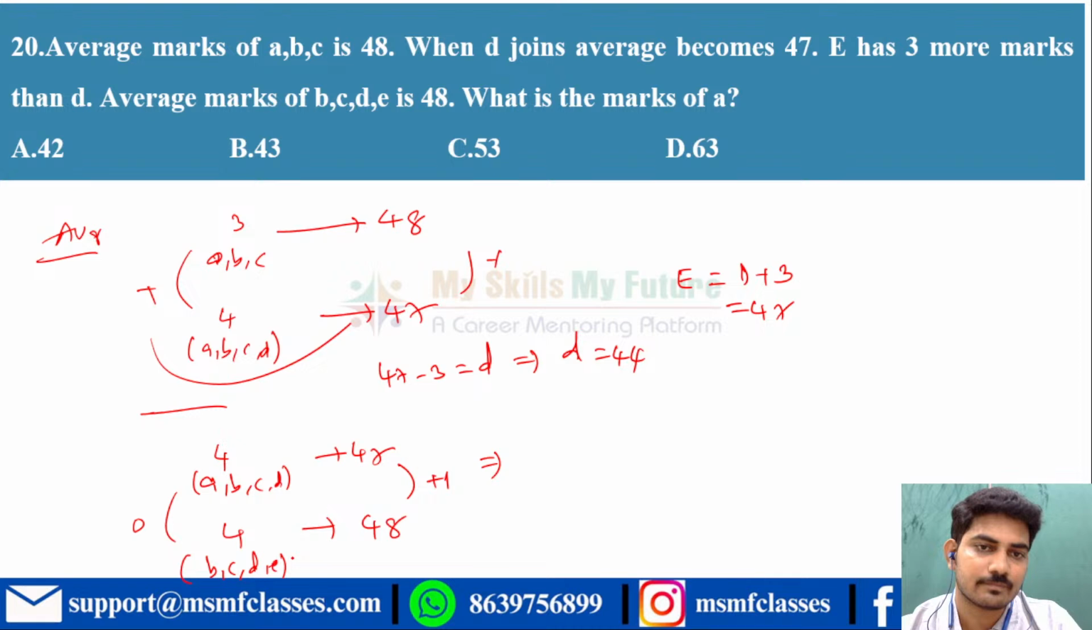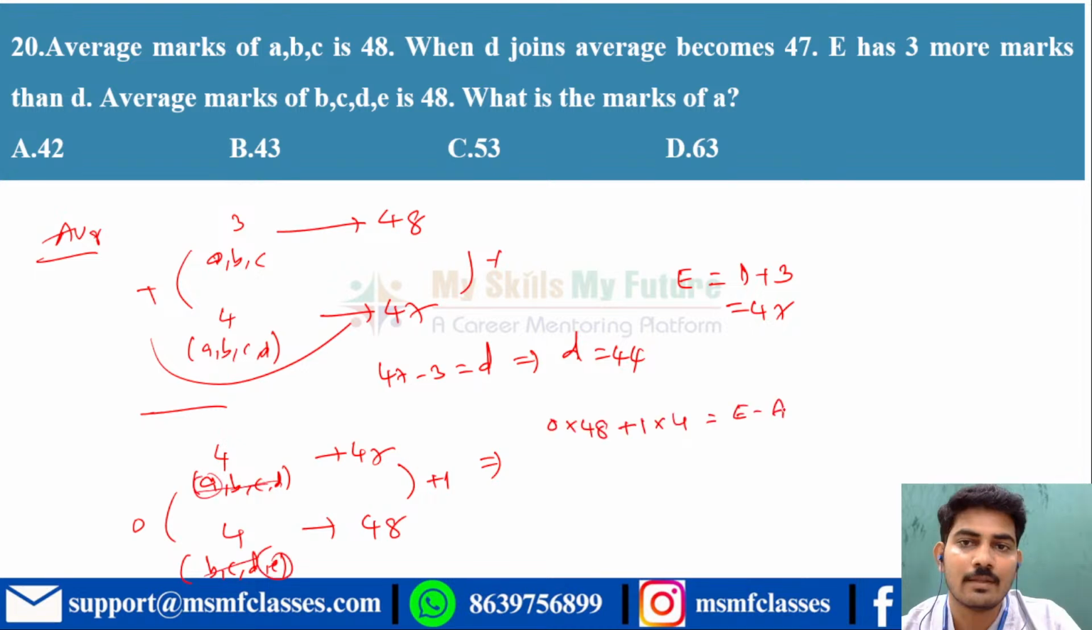So that I can write like this. So 0 into 48 plus 1 into 4, that will be equal to E minus A, and E minus A will be equal to 4, and the E value I already know here. So 47 minus 4, that will be equal to, okay, A value I already know. So 47 minus 3, that will be equal to 40. Get the value of A as 43, that is presented in option B.